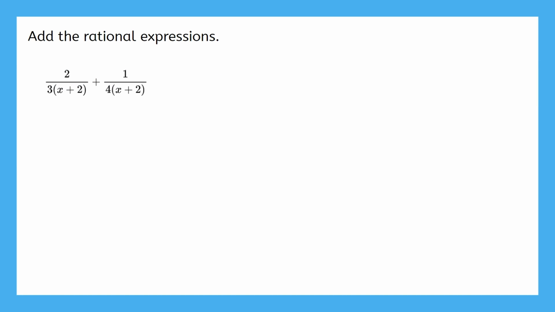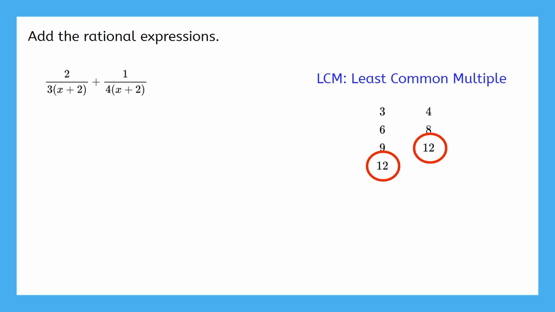Let's add the rational expressions with these factored denominators. In the denominators, we have factors of 3 and x plus 2, and in the other one, 4 and x plus 2. We want these to match, so we find the LCM of 3 and 4. The other factor was x plus 2, and both denominators already have that in common.